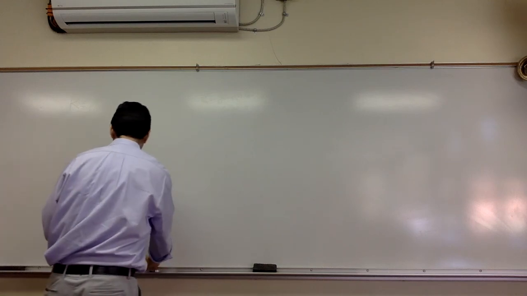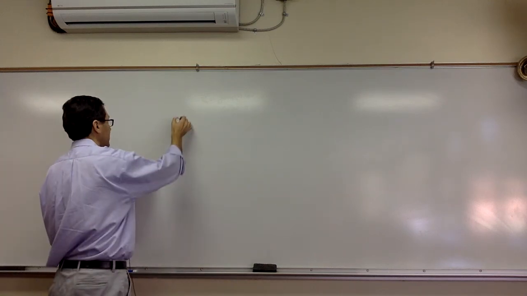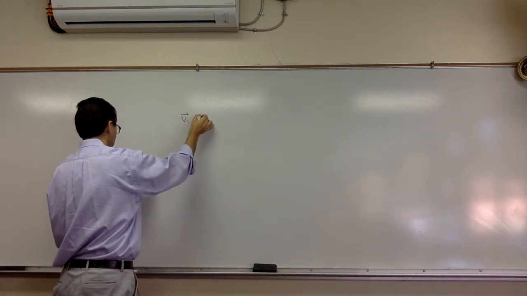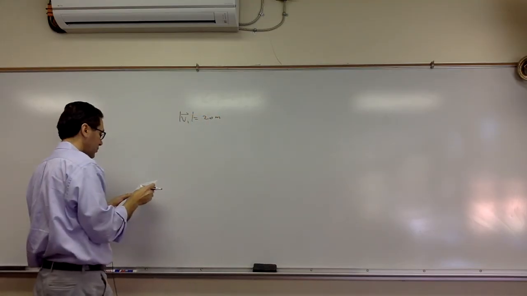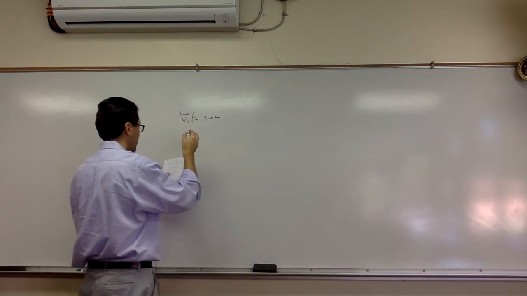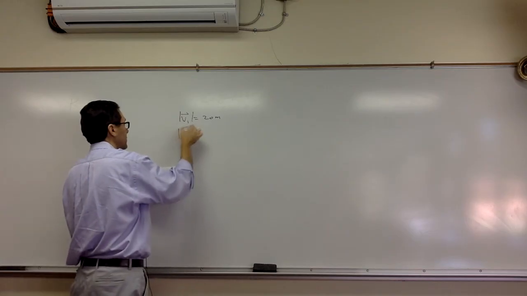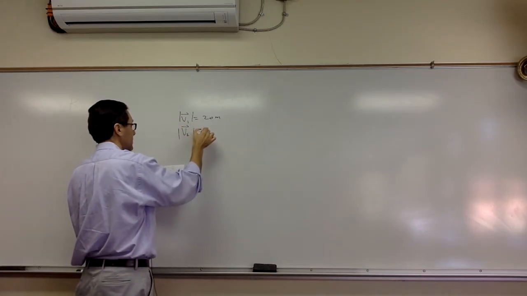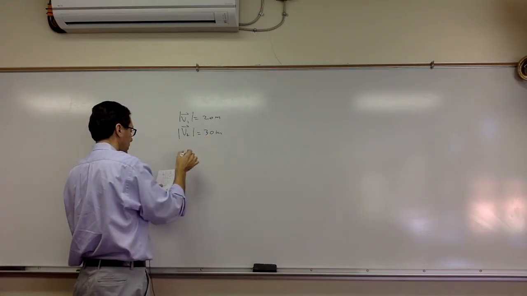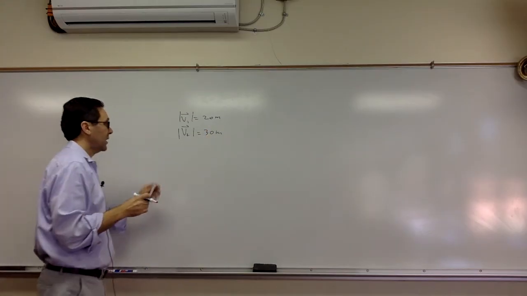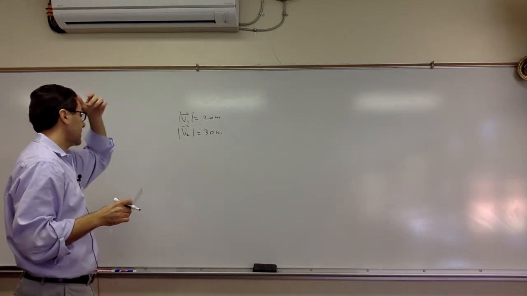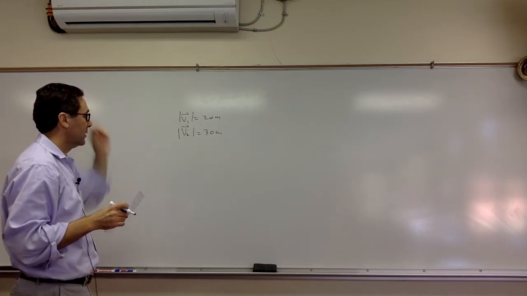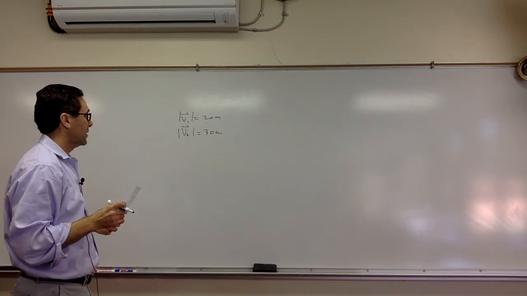So let's say, here's an example. Let's say I have two vectors, V1, that has a magnitude of 20 meters. I'm not telling you the direction, I'm just telling you the magnitude. V2 is 30 meters. Question is, what are all the possibilities that you will get if you combine these two vectors, if you add them? Okay? So I want you to think about that.